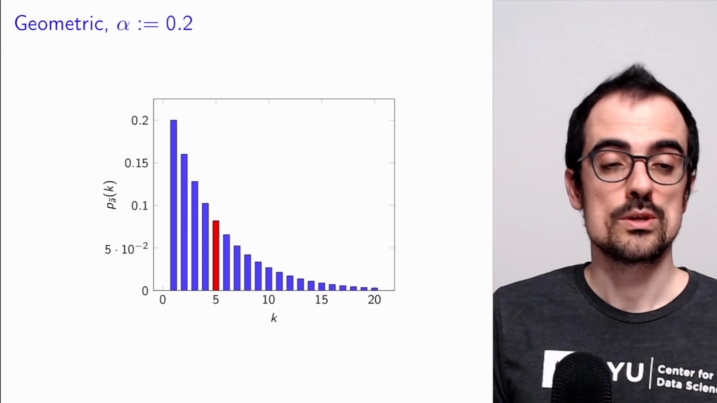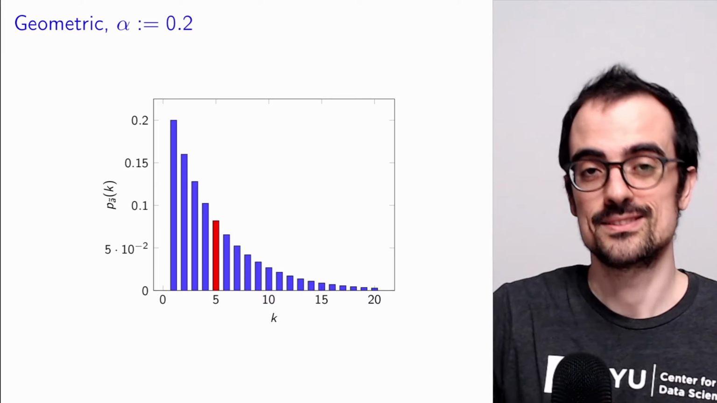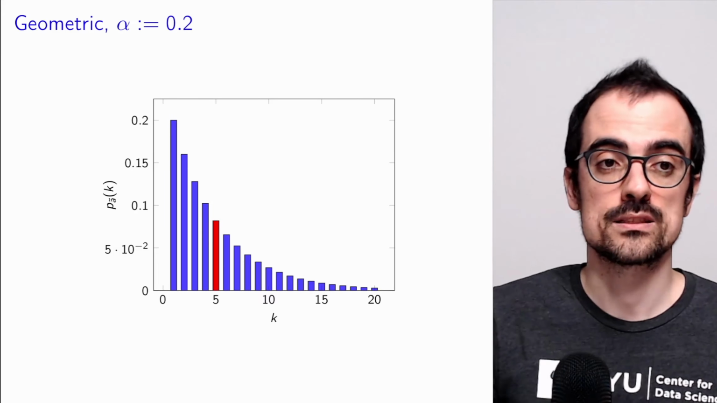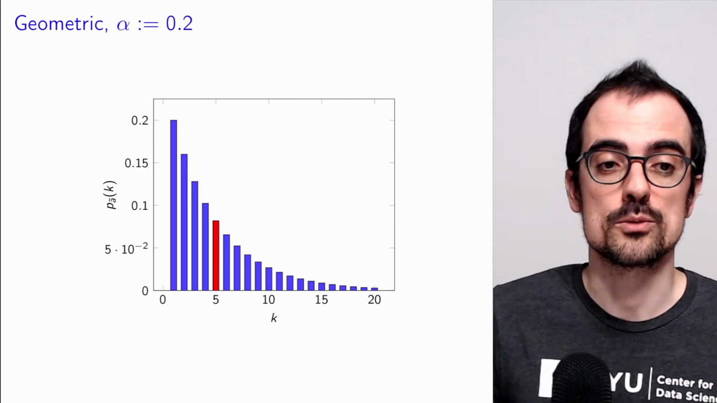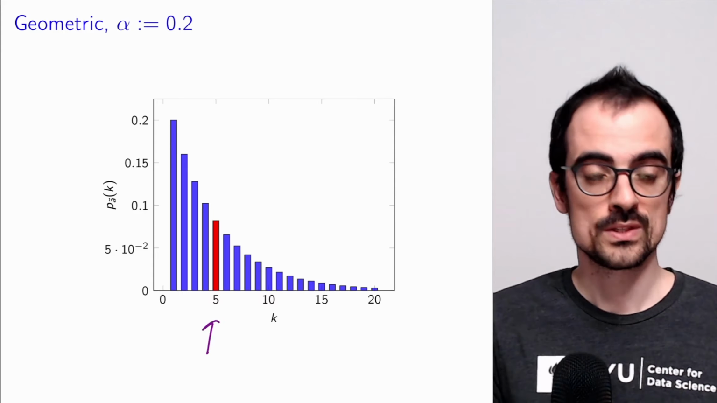For a geometric with parameter 0.2, here the probability of heads is 0.2. How many times do we need to flip on average to get one head? 1 over 0.2, which is equal to 5. Here you can see the PMF.